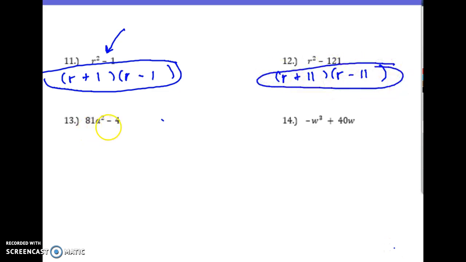Okay, 81a squared and negative 4, so we've got 9. 81 is a perfect square, so 9a, and then we've got plus 2 minus 2.